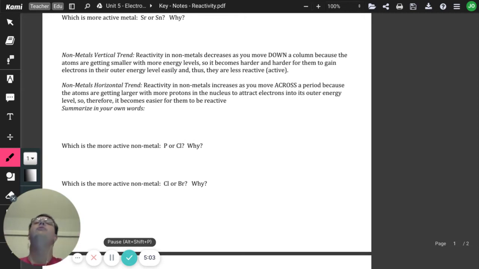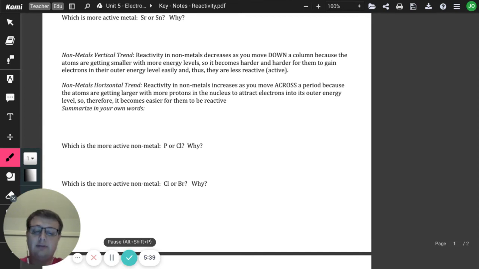Okay? For the horizontal trend, let's talk about that. As I move across the periodic table, what am I going to be changing? I'm going to change my number of protons, that effective nuclear charge, right? And so if I go from left to right on the periodic table, I'm going to have more protons, which means I'm going to have more pull, more nuclear charge, which means I have a greater amount of Zeff, so it's going to be more reactive. Okay, so as I move right across the periodic table, it becomes more reactive.